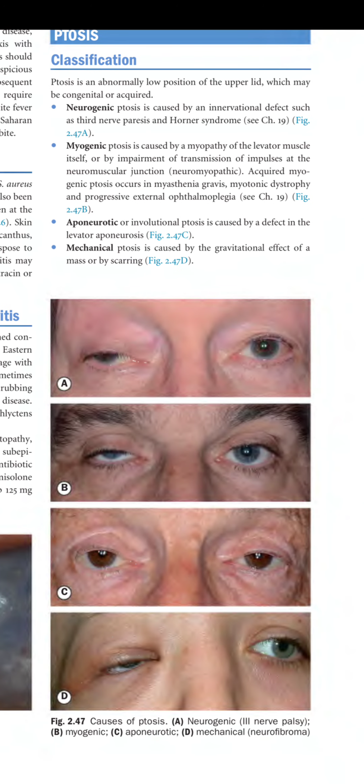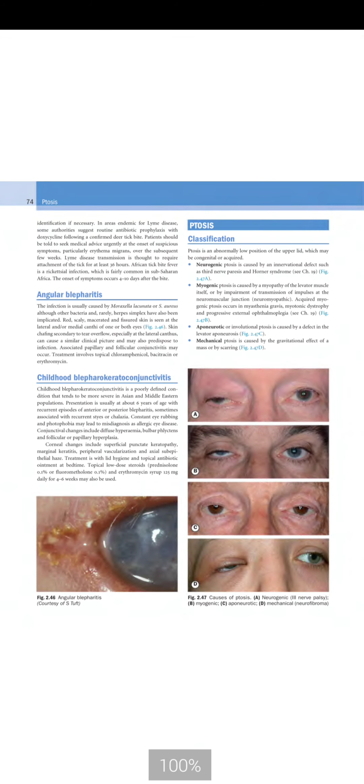A is showing neurogenic ptosis, B is myogenic, C is showing aponeurotic, and D is mechanical, which is caused by a neurofibroma.